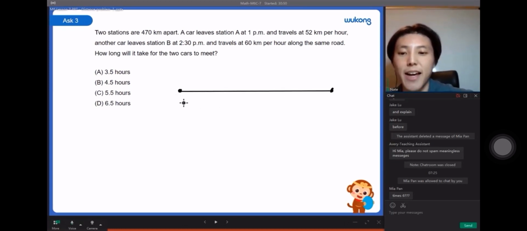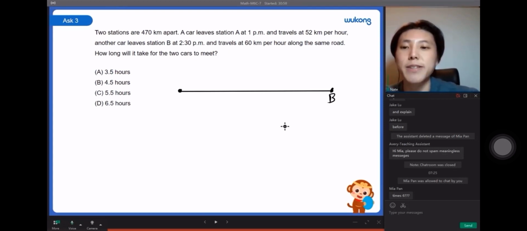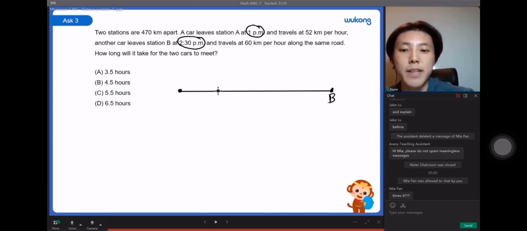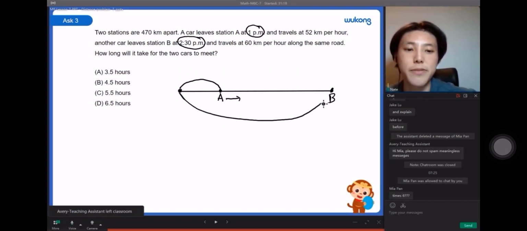B's here, and A used to be there, but now, since he traveled, for how many hours did he travel earlier? A started at 1 p.m., B started at 2:30 p.m. So it's been 1.5 hours, right? So A's at this location at the moment. So let's find this distance. And this combined distance over here will be 470 kilometers apart.